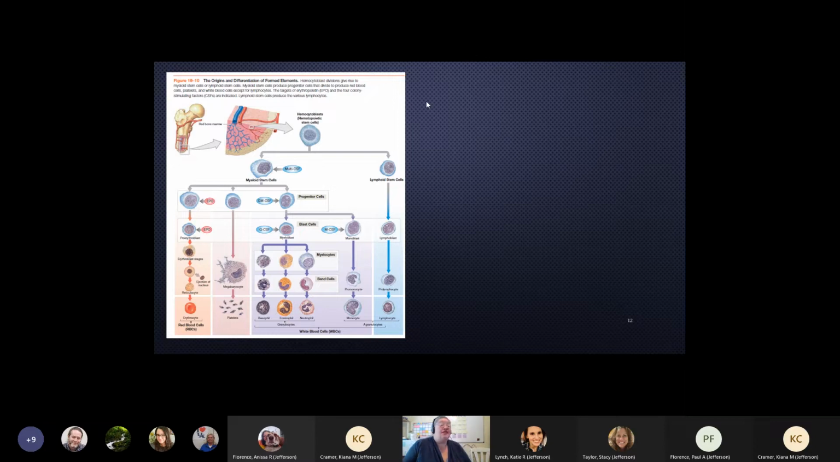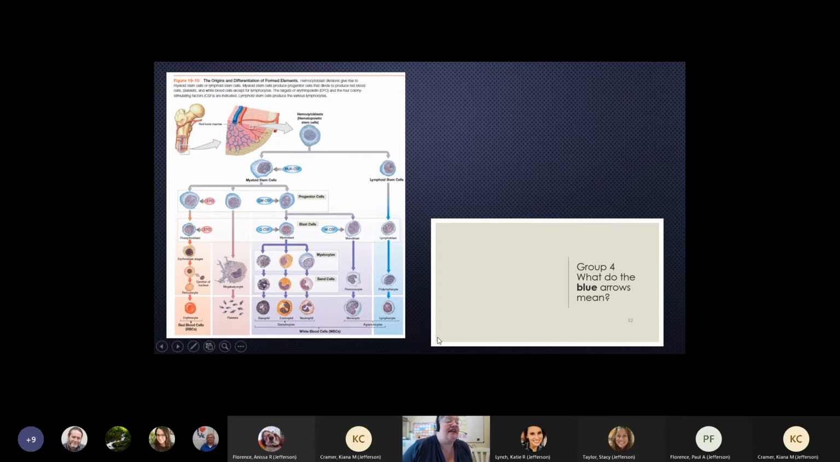Okay. And so then I had the students get into breakout rooms and I gave them each a slide to fill out. Their question that they were discussing was, what do these arrows mean? So group one did, what do the red arrows mean? Group two did, what do the magenta arrows mean? Group three did, what do the purple arrows mean? And group four did, what do the blue arrows mean?